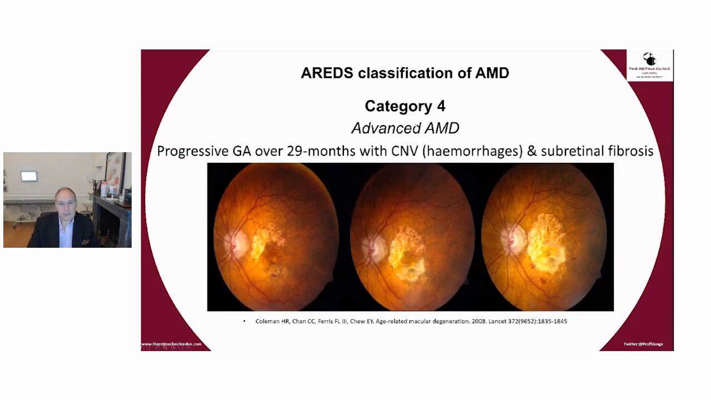Category 4, advanced AMD, in this case showing progression of geographic atrophy over 29 months, with also CNV. We see here geographic atrophy alone, and here, towards the end of the 29 months, subretinal hemorrhage and fibrosis. These are all characteristics of the association, in this case, of wet AMD with dry AMD.